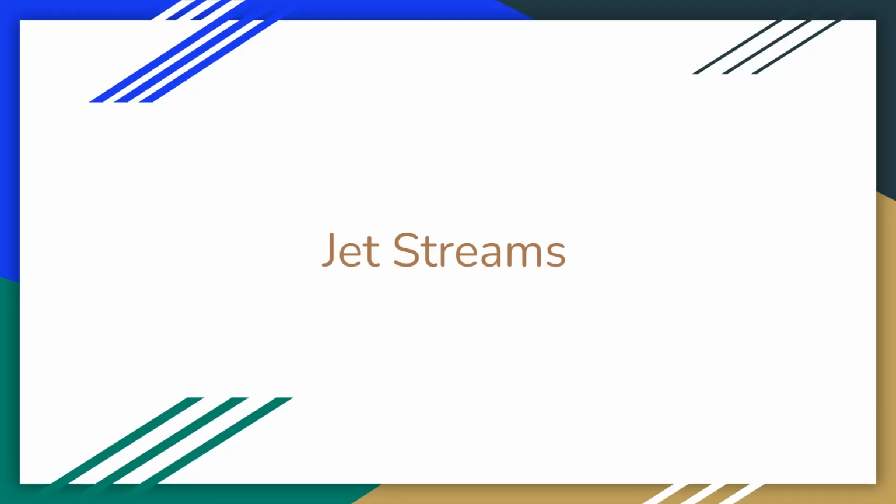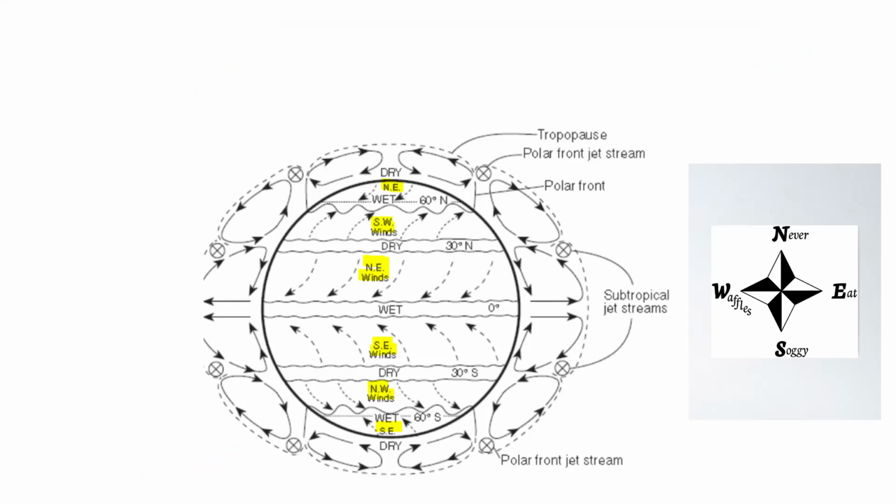Hey guys, today we're going to talk about jet streams and how they affect the climate of the world. So go to page 14 of your reference table and find this diagram. You'll notice that the winds that are labeled, these arrows are winds, right? And they're also labeled. For instance, these are northeast winds, these are southwest winds, these are northeast winds, these are southeast winds, and so on.